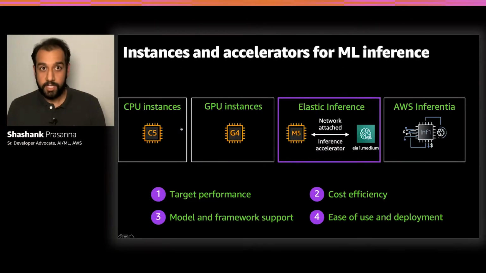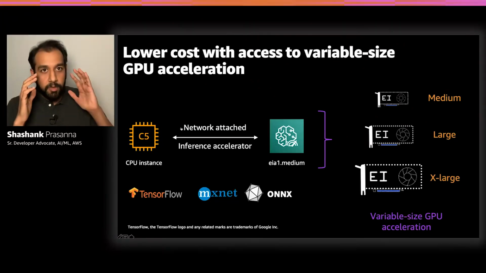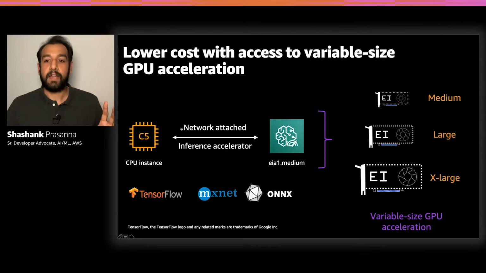And this brings us to our next option, which is Amazon Elastic Inference. Let's take a look at what this is. With Amazon Elastic Inference, you can network attach variable size GPU acceleration. So rather than get a full GPU instance, you can spin up your regular CPU instance and attach variable size GPUs in medium, large, and extra large via the network. The benefit here is that you're still working with your CPU instance, and just when you need the acceleration, you can use the accelerator that comes in variable sizes. So depending on your model size, you can choose different options.